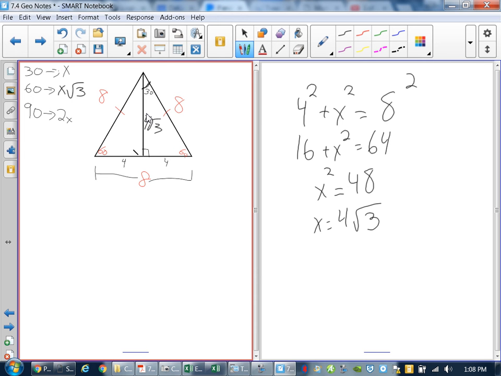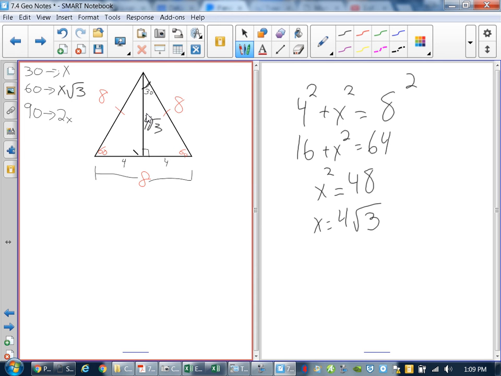So those are your two patterns. And it's going to be really easy to figure out which one is which. A 45, 45, 90 is an isosceles triangle. This one, it has to tell you that you have a 30 and a 90 degree angle, or a 30 and a 60, or a 90 and a 60. You'll be told what angles you have. It'll be very easy to figure out which is which.